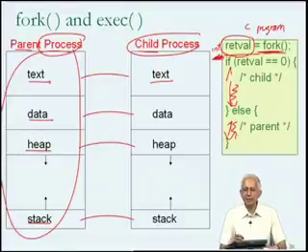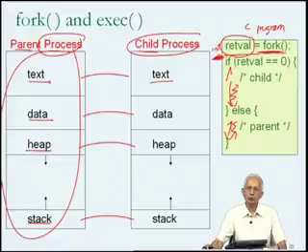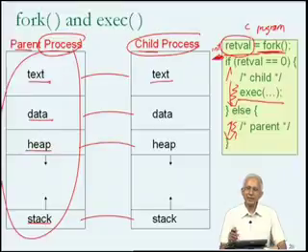One thing I could, for example, do is to cause the child to do something substantially different by making a call to exec. Remember that the exec system call is used to change the memory image of the process which calls it. In this case, the child process is calling exec, the parent process is not.